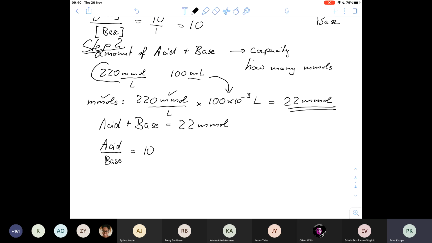Well, first of all, we bring this base to that side, and we just simply say acid equals 10 times base.